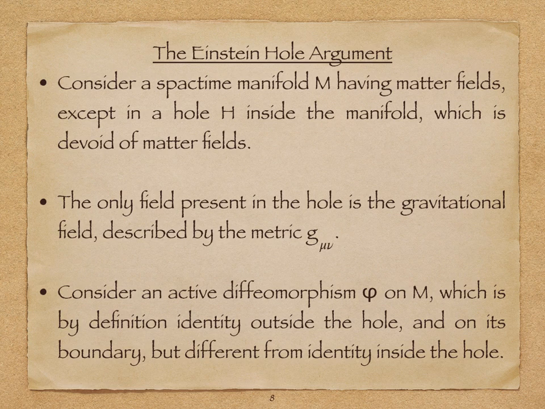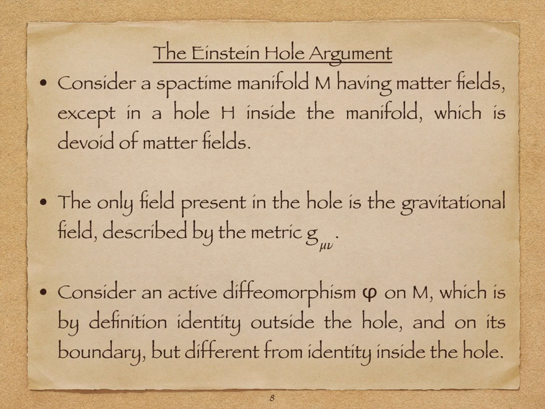So it's like you have a hollow ball, let's say a hollow sphere. So that's your hole. Inside the sphere, there's no matter. Outside the sphere, there is all sorts of matter. So obviously, the matter outside will produce a gravitational field inside in general. That is denoted by this symbol G mu nu.